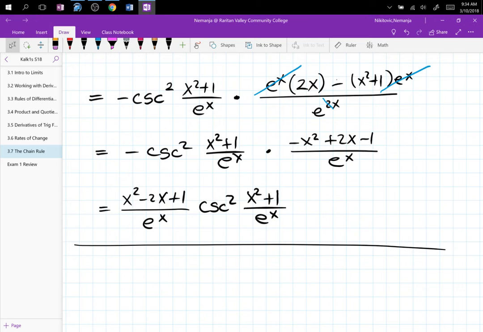Let's take a look at the derivative of sine 3x divided by the square root of x squared plus 1.